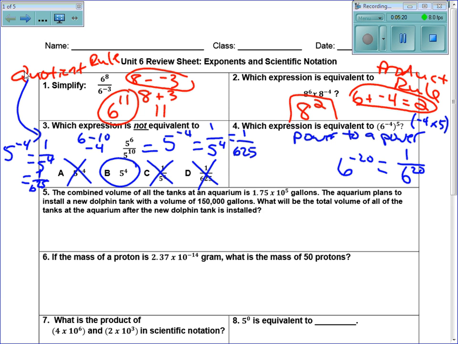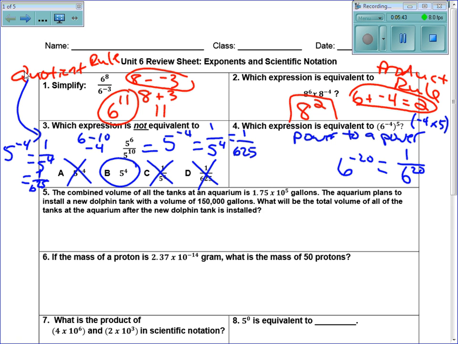However, one of the numbers is in scientific notation, and one of them is not. So there's two things we can do. We can either put both numbers into standard form and add them, and then convert it back to scientific notation, or we can convert 150,000 to scientific notation and then add them that way. I'm going to show you both methods.